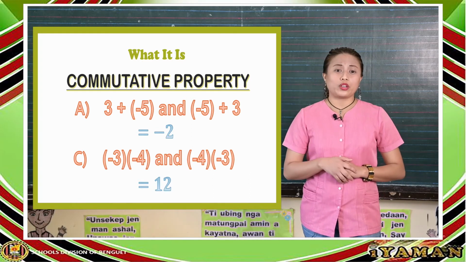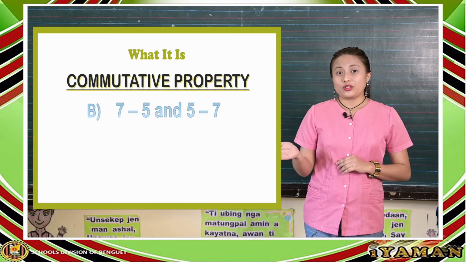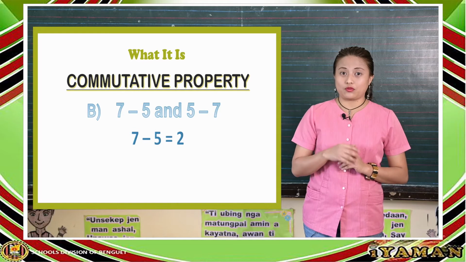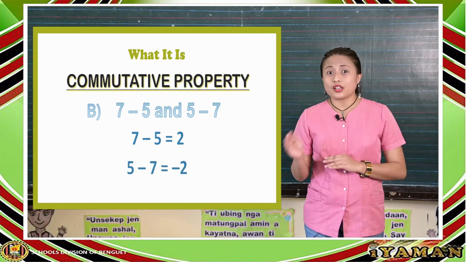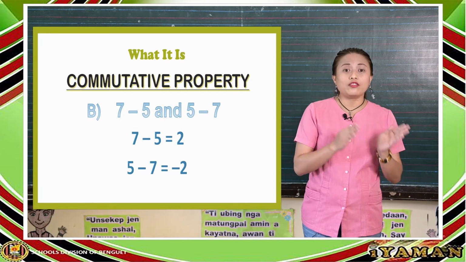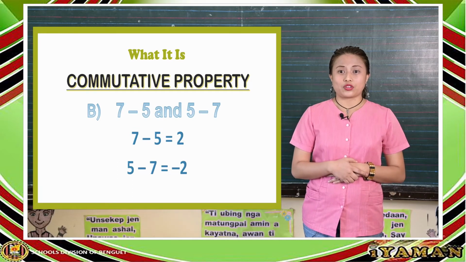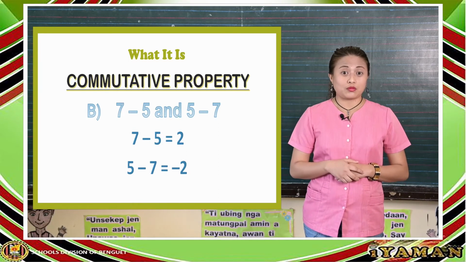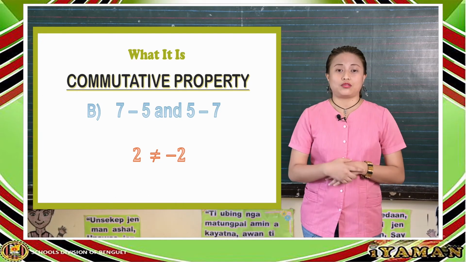So, what's wrong with B and D? In letter B, when you subtract 5 from 7, the result is positive 2. But if you begin with 5 and subtract 7 from it, so you have 5 minus 7, then the correct result in that expression is negative 2. They're both 2, yes, but they have different signs and therefore they are different answers.